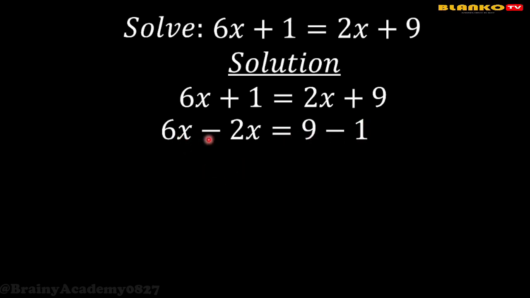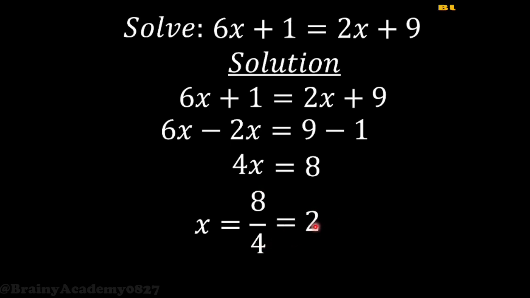6x minus 2x is going to be 4x, equals 9 minus 1, which is 8. So to solve for x, x is equal to 8 over 4, and when you divide 8 by 4, we get 2. So the final answer is x is equal to 2. I hope you understand. Let's move on to solve the second example.